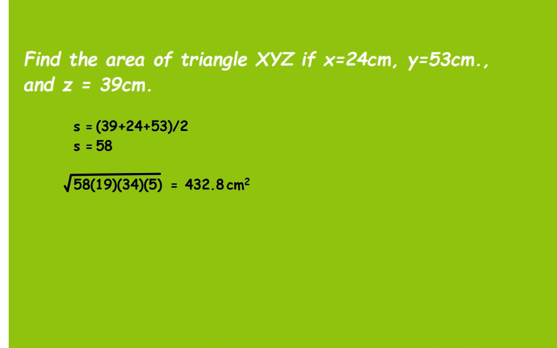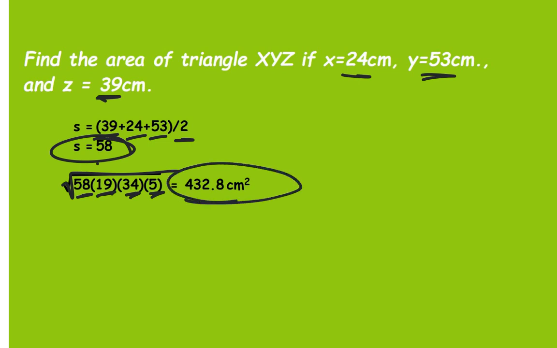So here we go. If we have a triangle and we want to find the area, and it has side lengths of 24, 53, and 39. So 39 plus 24 plus 53 divided by 2, that's 58. And then we take the square root of 58 times 58 minus 39 is 19, 58 minus 24 is 34, and 58 minus 53 is 5. Boom, hitting the calculator. It's 432.8 centimeters squared. Don't forget your units, okay?